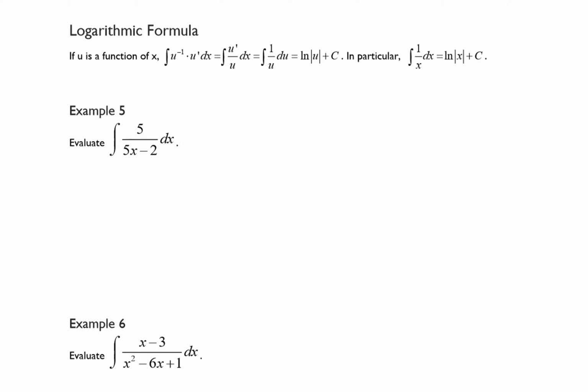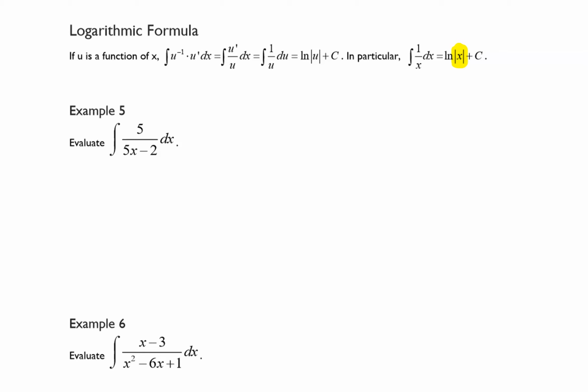So here above we have our logarithmic formula for integrating logarithmic functions. You can read that over, but basically this tells us that the integral of 1 over x dx is equal to the natural log of the absolute value of x. People will often forget that there's an absolute value sign there, so be careful about that, plus the integration constant. So let's go ahead and move on to example 5.